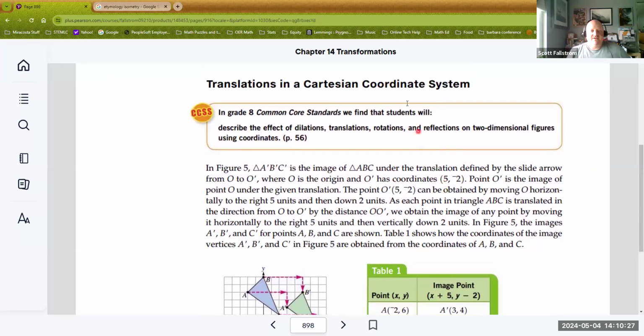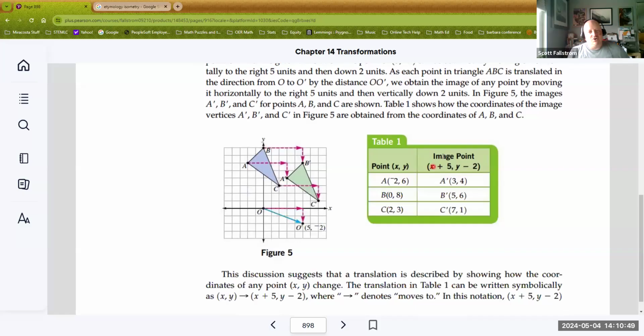Can you do this in Cartesian coordinate systems? Yes, you can. And again, there's the link to the Common Core describing the effect of dilations and translations on two-dimensional figures using coordinates. The using coordinates part tends to be why it gets bumped up to grade 8. What we just did with graph paper can obviously be done a lot earlier, but coordinates like this are going to act differently. However, I want you to see it's the same concept.